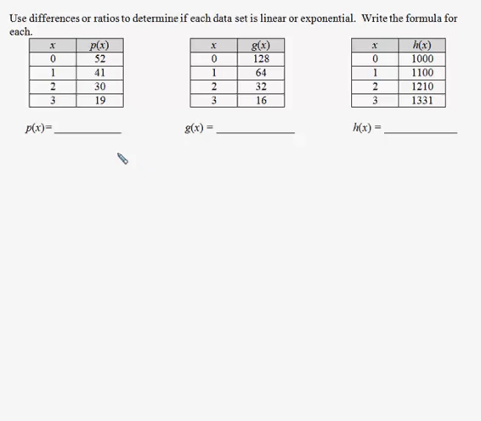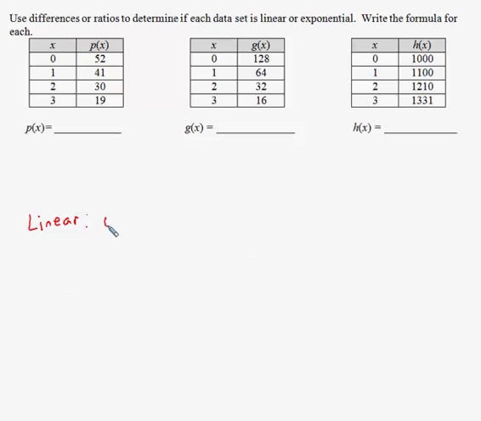In this problem, we are to use differences or ratios to determine if each data set is linear or exponential, and then after that write a formula for each. So down here I'd like to write what would be the formula if the data indeed came out to be linear and what it would be if it were exponential.